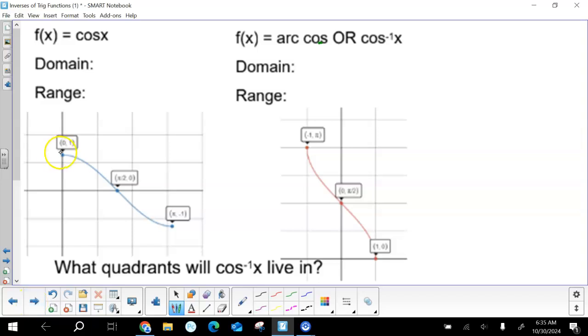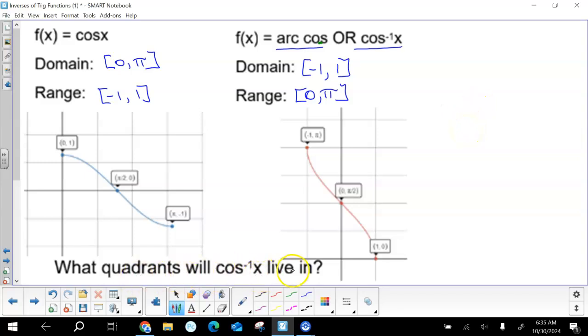So if I take this little piece of cosine right here, I have a domain of 0 to pi, and my range is -1 to +1. And if I take this graph and spin it around and change my x and y, my domain now is going to be -1 to +1, and my range is going to be 0 to pi. Now, remember, you can write it as arc cosine, or you can write this as cosine to the -1.